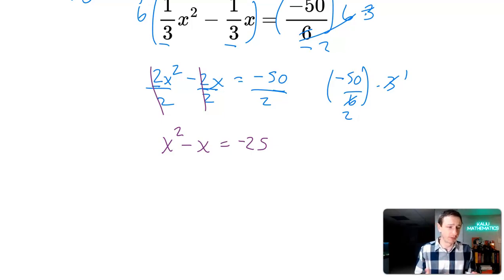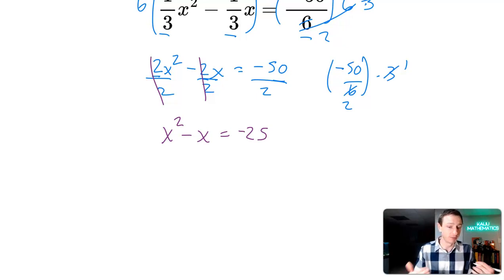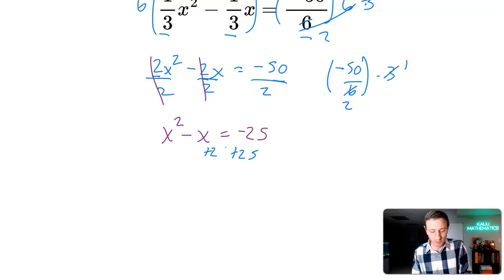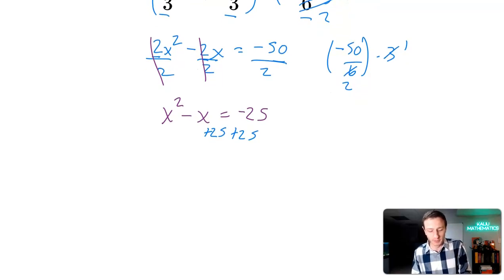Now I'm in this weird position where this isn't looking very promising in terms of actually factoring. So I want to get this over here. I want to set this equal to 0 because I'm forming a trinomial here. So x squared minus x plus 25 equal to 0.